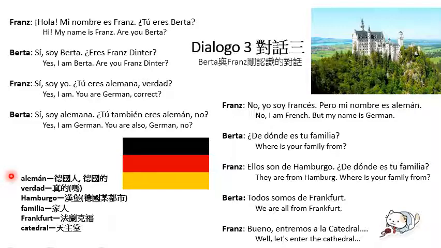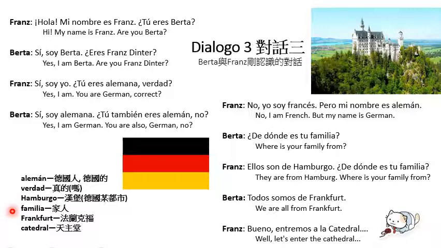Alemán, German, right? By the way, if it's a woman, you say Alemana. You have to add an A at the end, Alemana. But if it's a man, you say Alemán. Verdad, verdad. Hamburgo, Hamburgo. Right, that's a city in Germany.